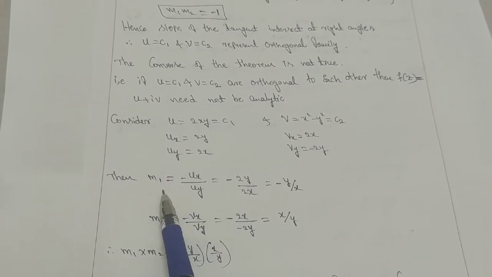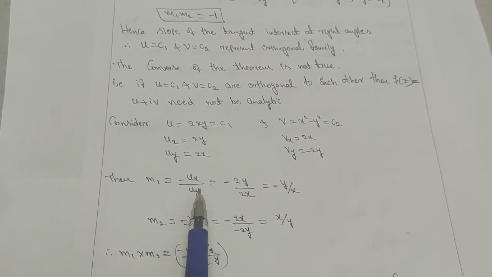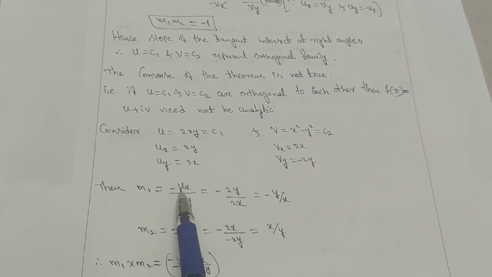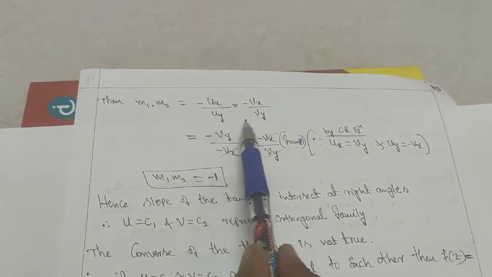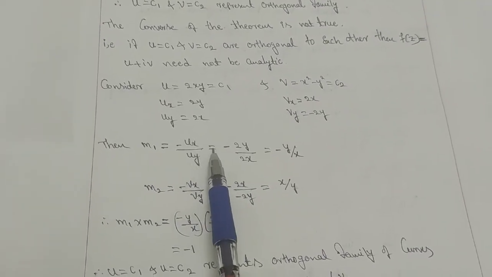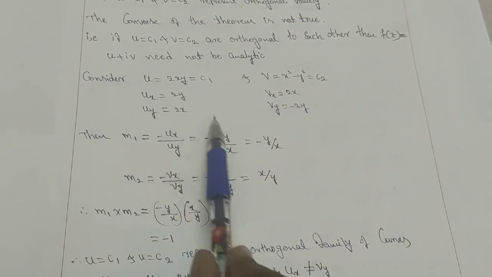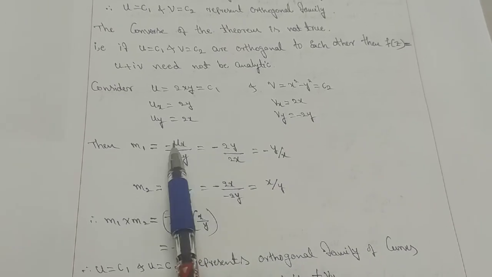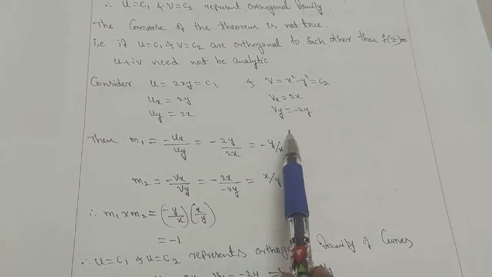And here m1 formula is minus ux by uy. In the above theorem, we saw m1 value minus ux by uy. So substitute here. Ux is 2y and uy is 2x. So we will get minus ux by uy as minus 2y by 2x. The 2 gets cancelled, you will get minus y by x.